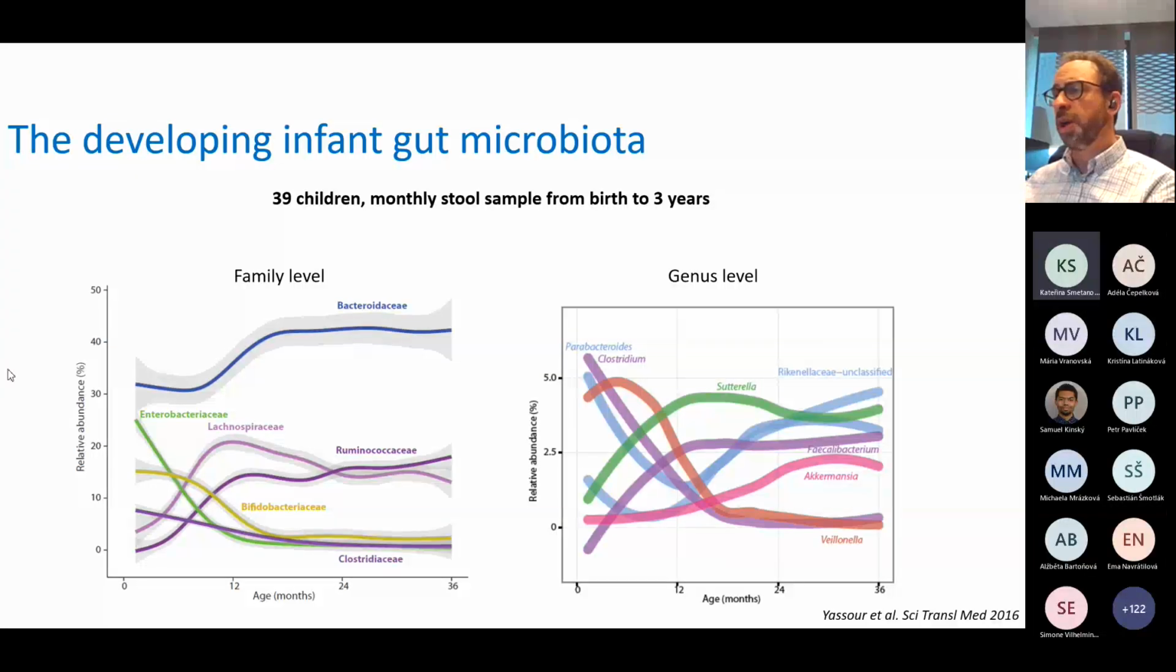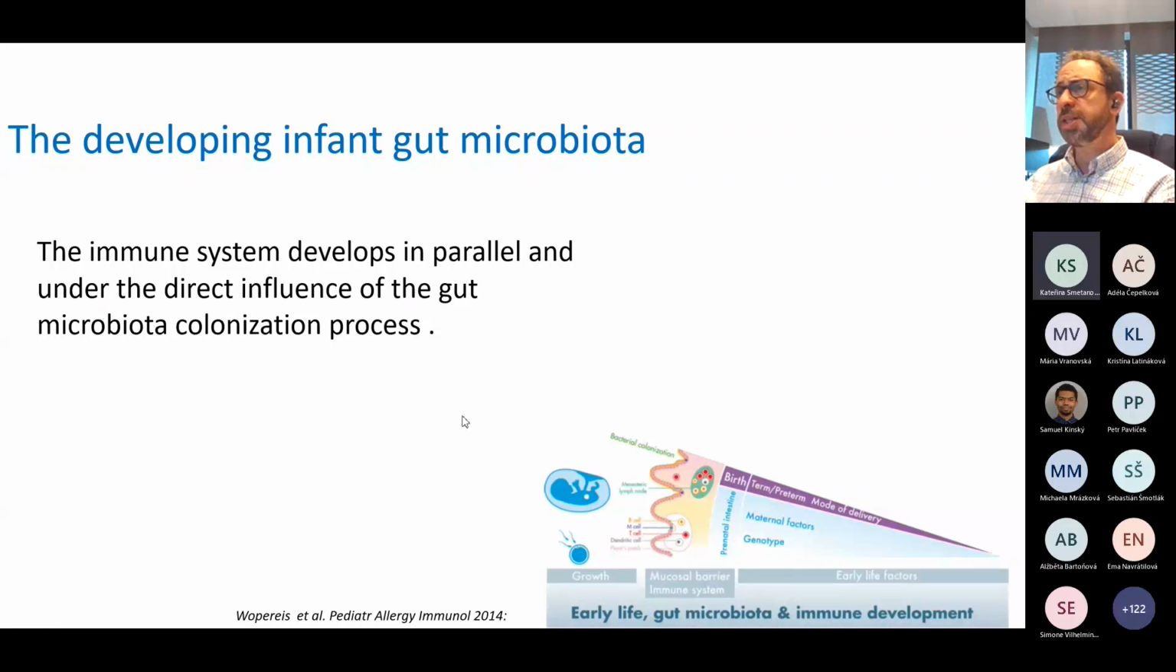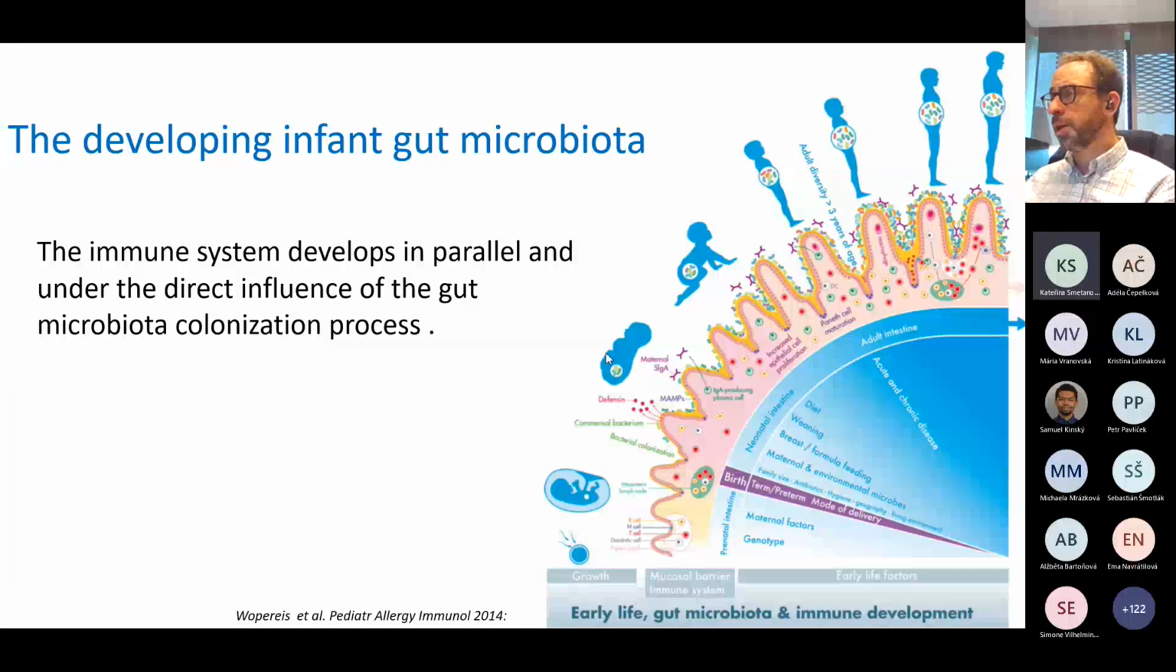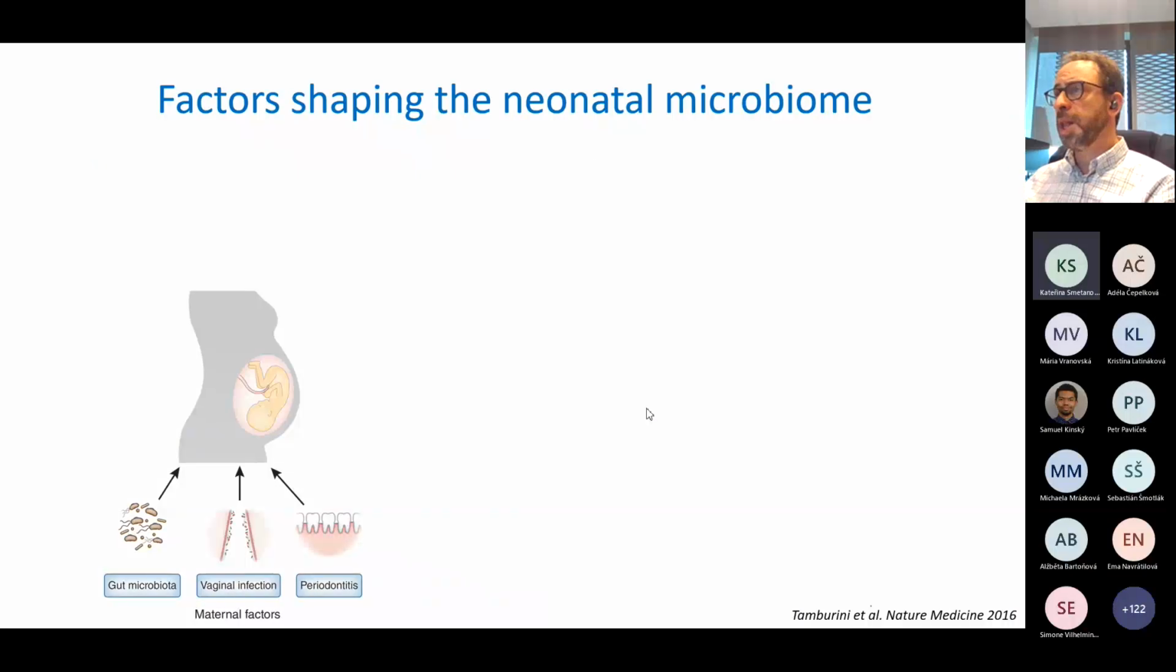microorganisms. And so first you have notably bacteria that are able to live in presence of oxygen. And then these bacteria in the gut will consume the oxygen so that bacteria living in anaerobic condition will be able to colonize. And so what is interesting is that the immune system basically develops in parallel and under the direct influence of the gut microbiota colonization process during the early days. So I already mentioned it, but many factors can shape the neonatal microbiome.